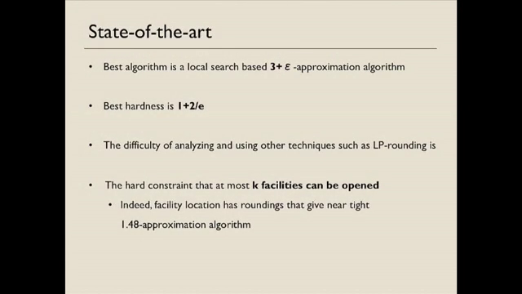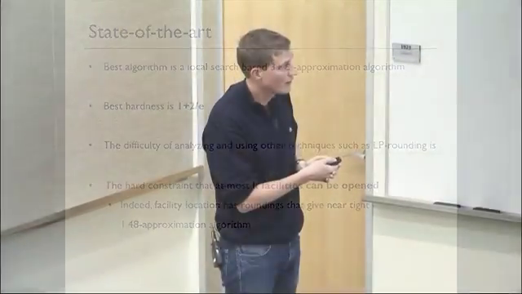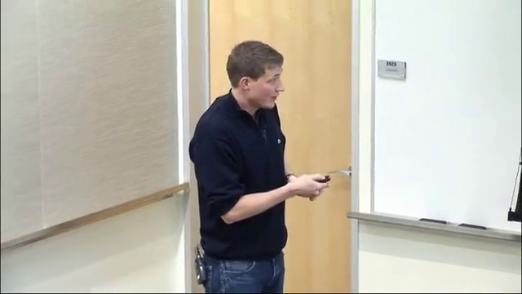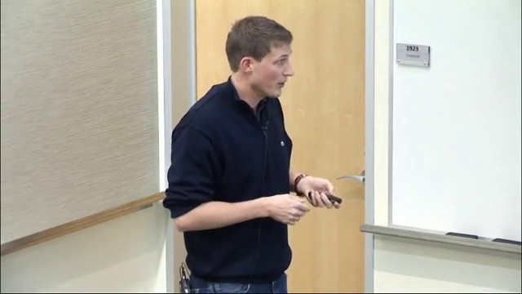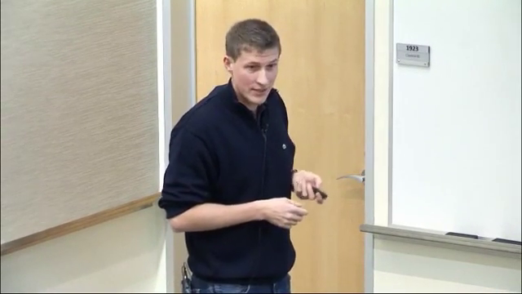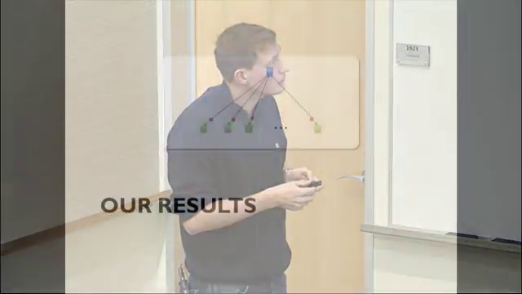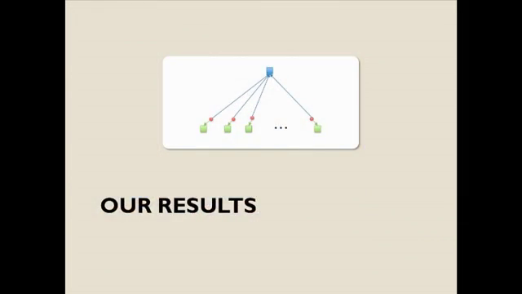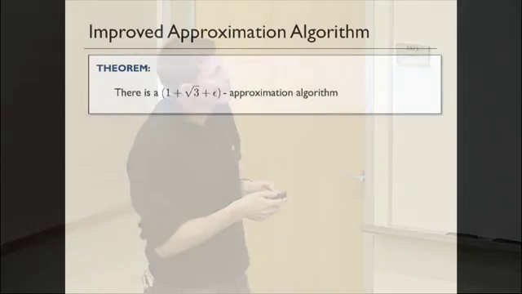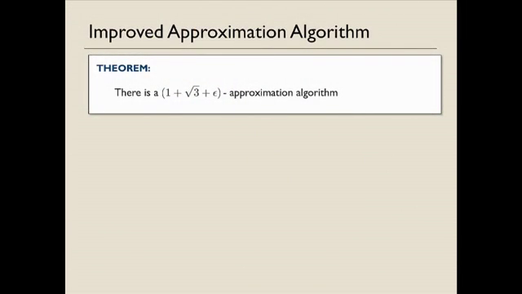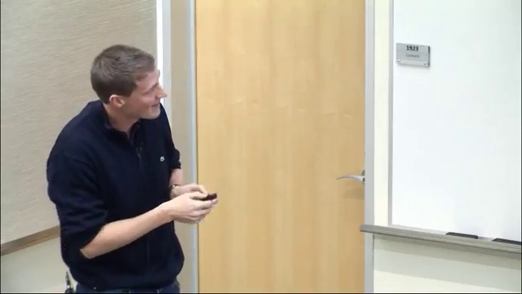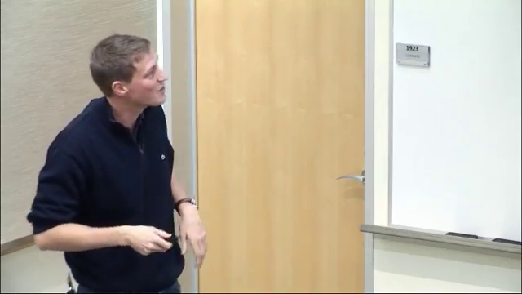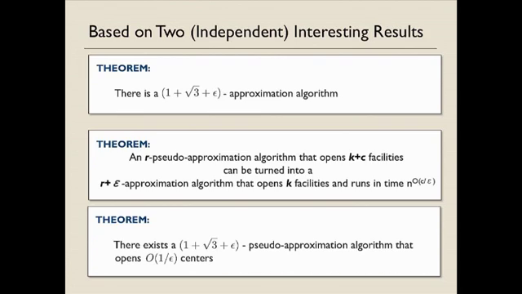Okay. So just to summarize, the best known algorithm is local search based, 3 plus epsilon, and the best hardness is known too. And this holds under the hard constraint that at most k facilities can be opened. Okay. So for facility location, we have almost tight results. So what's our result? As I said, we're going to stare at this graph for a while. What we prove is that we can get a 1 plus square root of 3 plus epsilon approximation in time n to the power of 1 over epsilon. So that's an improved factor, it's 2.71. But I think the coolest result is this.